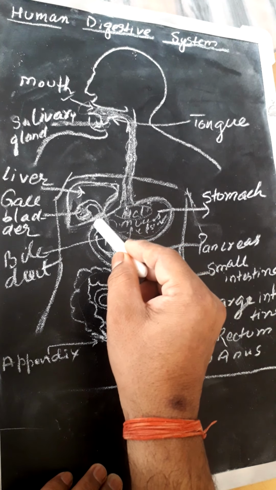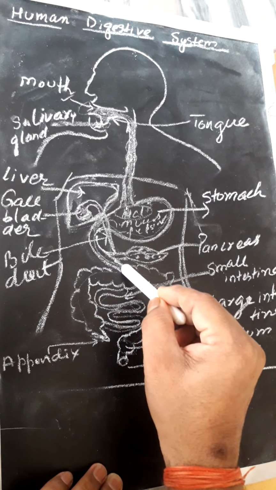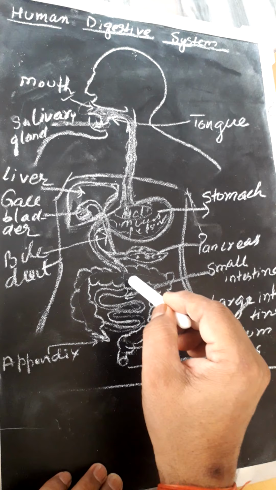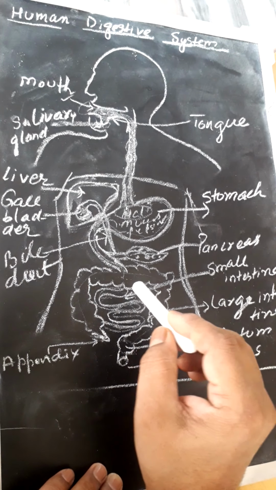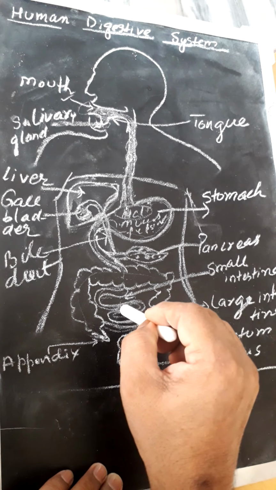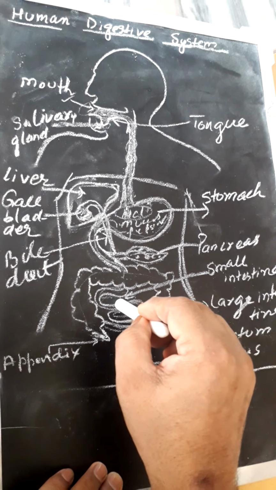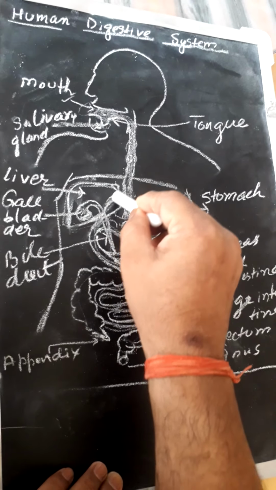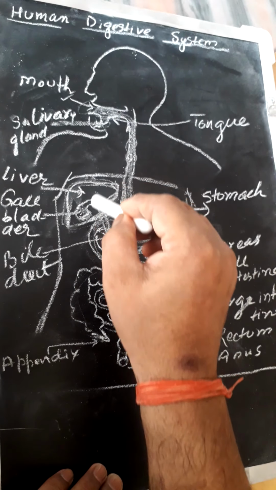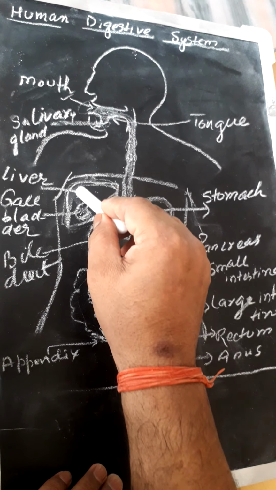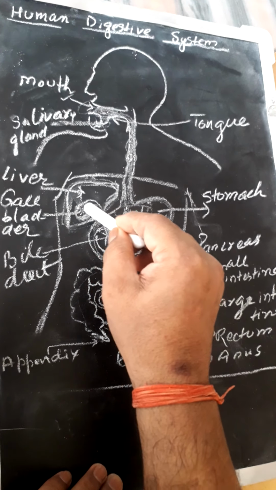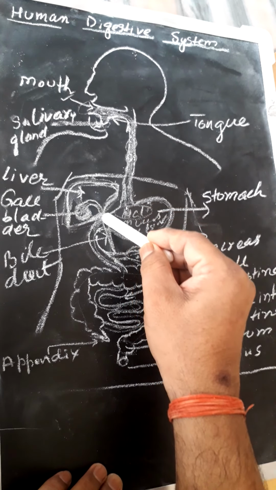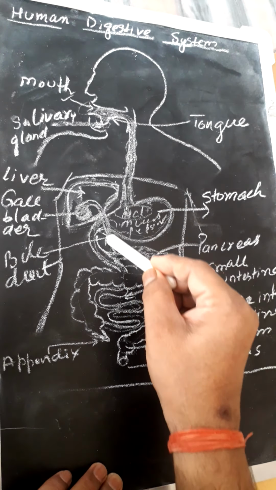After that, food enters the small intestine. Here in the small intestine, digestion of food takes place, and complete digestion of food takes place in the small intestine. Digestion of food is helped by other glands like the liver. This liver secretes bile juice. Bile juice is temporarily stored in this gallbladder, and then it passes to the small intestine through this bile duct.